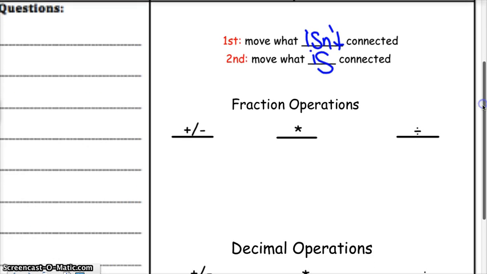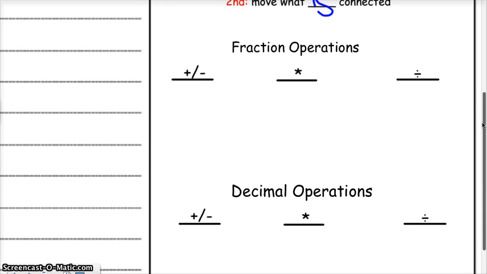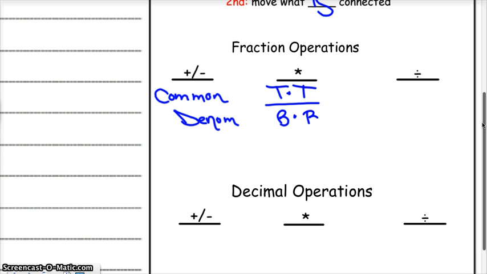I know that this is review for many of us. I'm just going to go ahead and specify this. This is 7.3. Fraction operations: when you add and subtract, you need a common denominator. I'm just going to write common denom. When you multiply fractions, you go top times top over bottom times bottom, keeping in mind that you always cross simplify if you can.